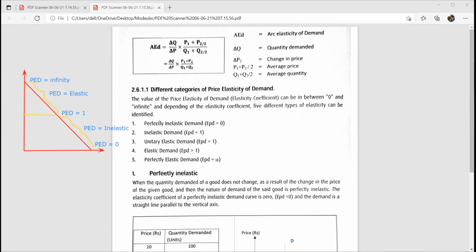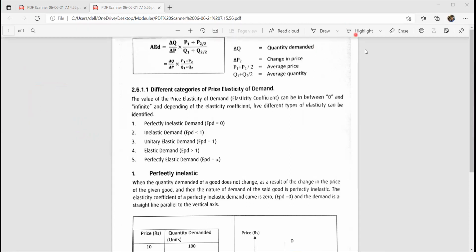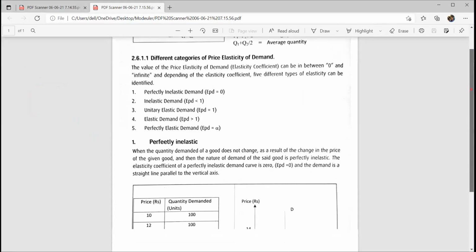You are given the same thing separately. Perfectly inelastic means PED equals 0. Then inelastic, unitary, elastic, and perfectly elastic. We have to realize specific diagrams for each and every one. First of all, perfectly inelastic.